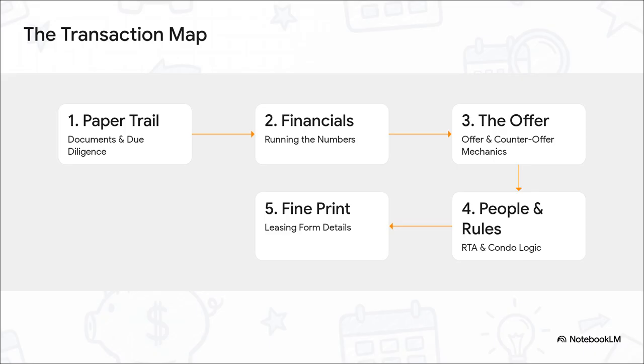And here's what our map looks like. We're going to follow the exact path of a real transaction through 5 key stages: the paper trail, the financials, the offer, the people and rules, and of course, the all-important fine print. So let's start our journey at stage 1.